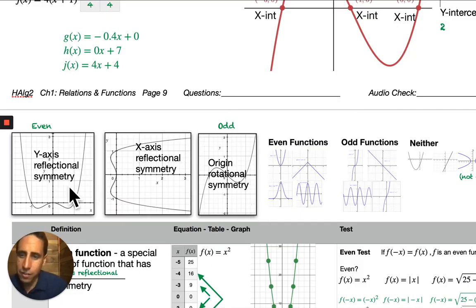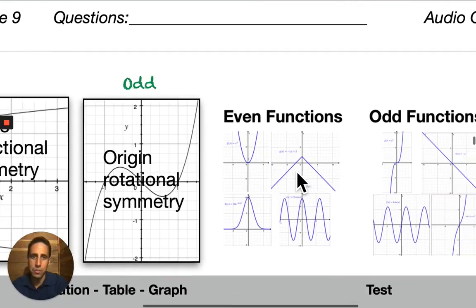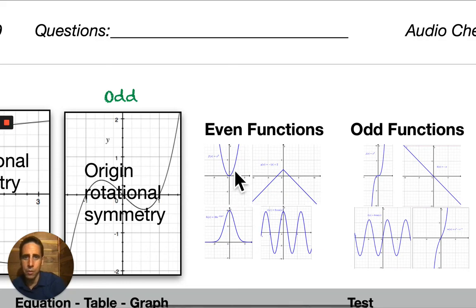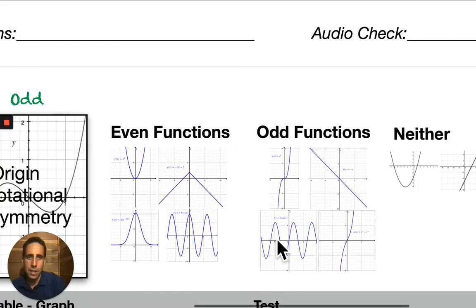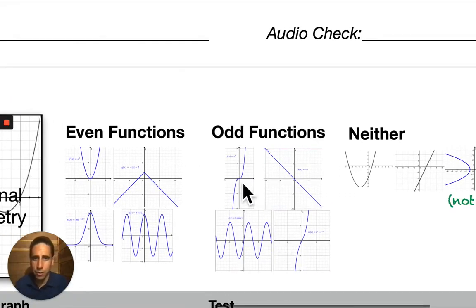Turns out that if it's a function, then we have special names for it. We say that this is an even function, and this is an odd function. This isn't actually a function at all because it fails the vertical line test, so we don't have to worry about this. But here are some examples of even functions. Notice they all have y-axis reflectional symmetry. They all could be folded along the y-axis, and you get exact copies overlapping each other. Here are some odd functions. Notice if you put your finger down on the origin and spin the paper around 180 degrees, you get exact copies of the same graph.